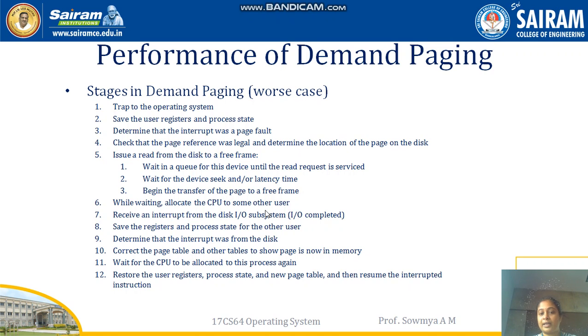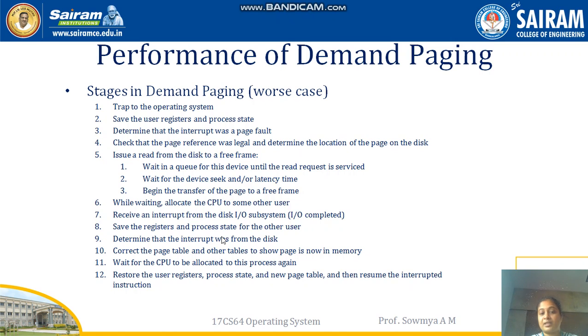While waiting, allocate the CPU to another user. See here, if the user was waiting for some other data, like here it was waiting for device management, the CPU has to be allocated to another process or user. Then receive the interrupt from the disk input output subsystem. Once a free frame is allocated by the disk management, allocate your frame from the secondary storage device and copy it back to the main memory. We call it swap in.